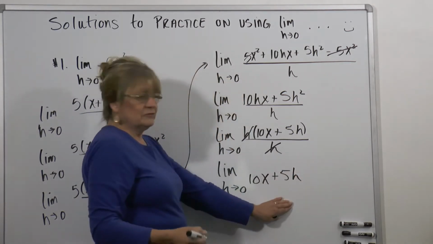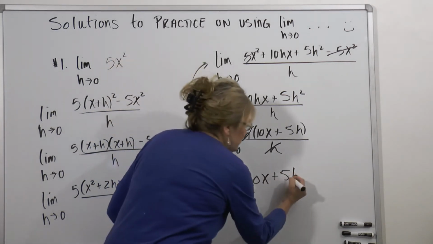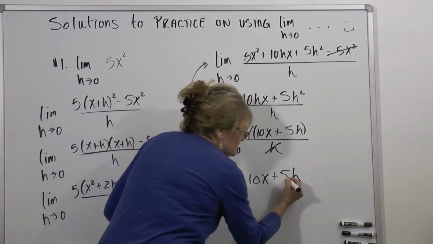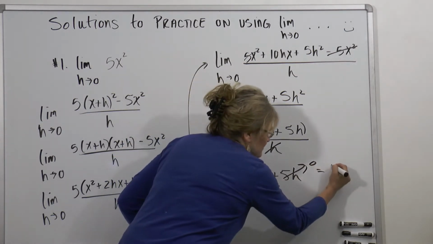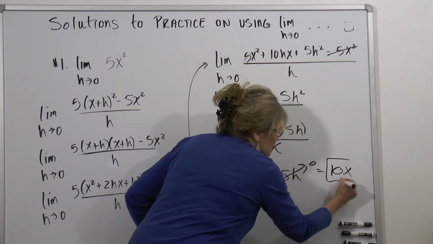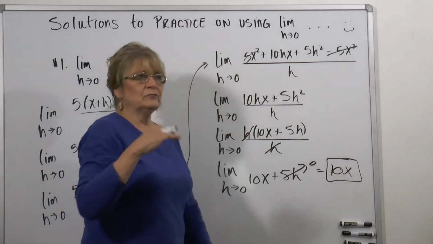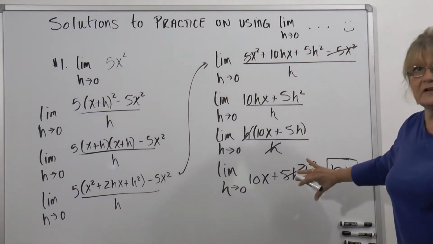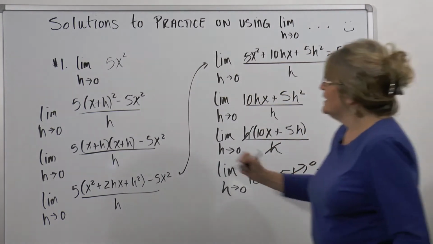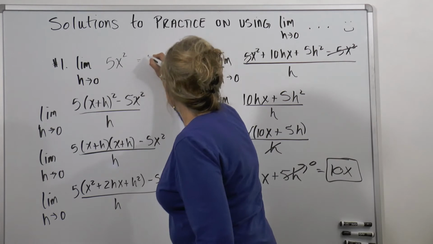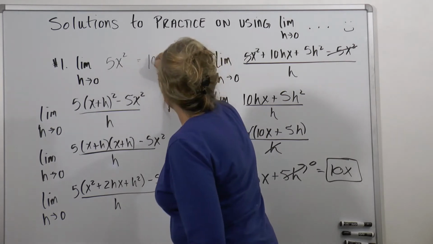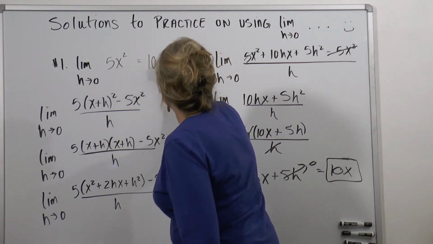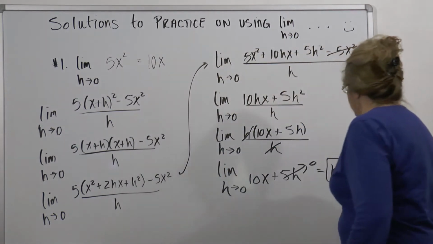Now, since I don't have to worry about division by 0, I go ahead and let h equal 0. 0 times anything is 0. So the whole thing is just equal to 10x. If you look at the last video that we did, I had a little chart on the side of the board showing the first derivatives. 2 times 5 is 10, 2 minus 1 is 1. So this checks out.